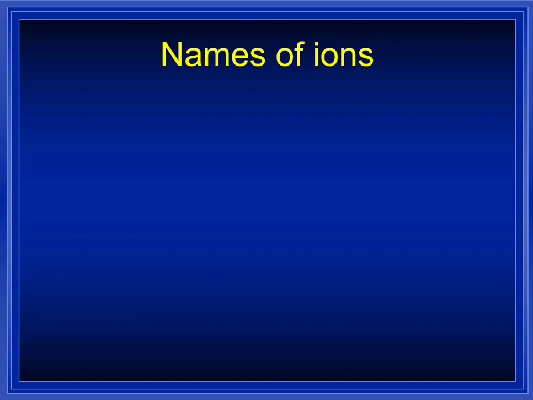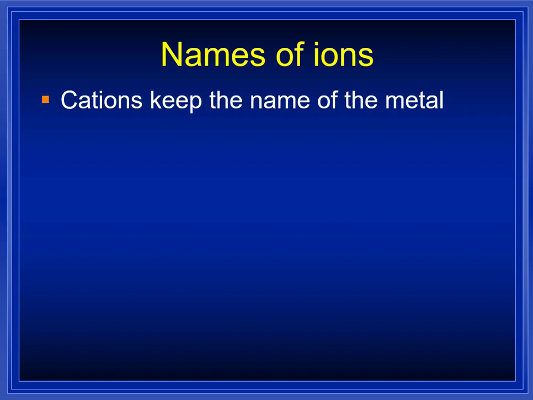Okay, so in order to name compounds, the first thing we need to be able to do is name the ions themselves. And some of them are incredibly easy. Cations. The cations keep the name of the metal. And you write the word ion after it.